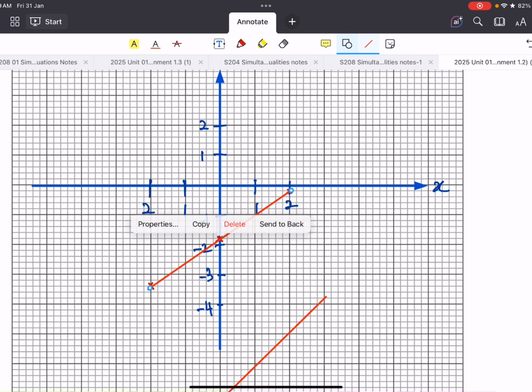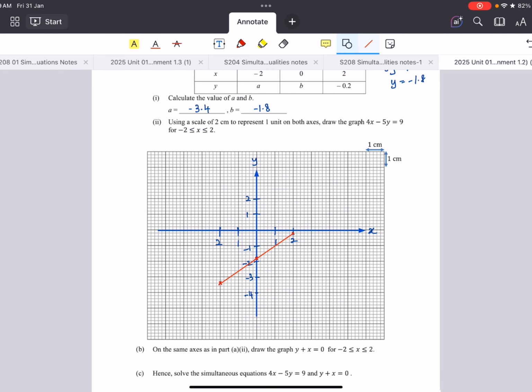There we have it. Let's draw a line here. Okay, so that's our line. Label it, of course. So let's label it here: 4x minus 5y equals 9, right?